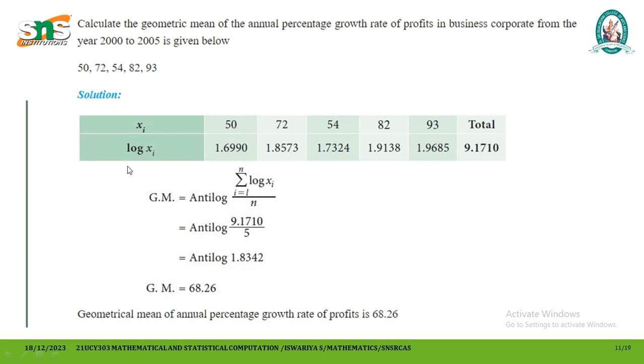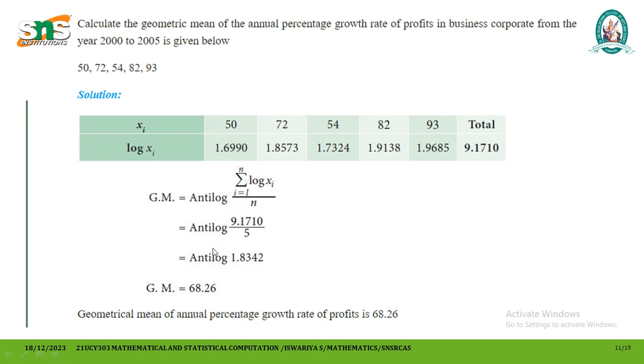Then I found the log x values using the scientific calculator. Here we have to calculate the summation of log x values. Summation means we have to add all the log x values. By adding all these, I get an answer as 9.1710, and we already know that n is the number of values given in the question. Here the number of values given in the question is 5.